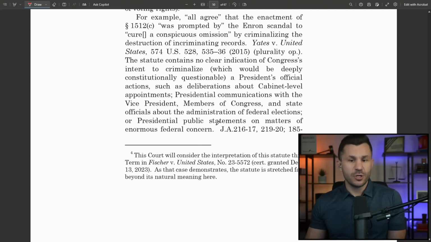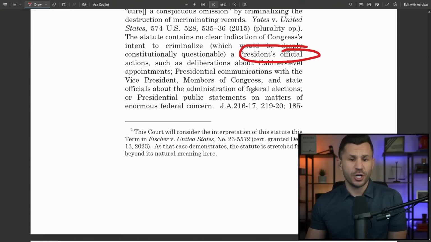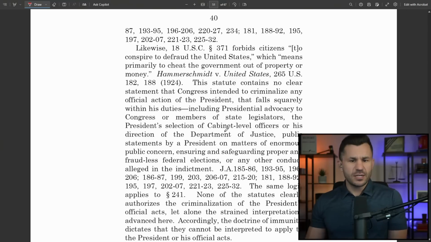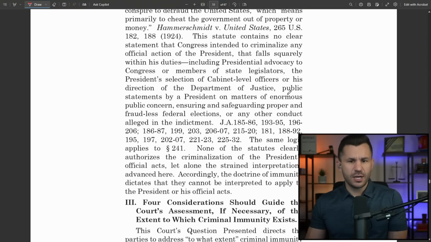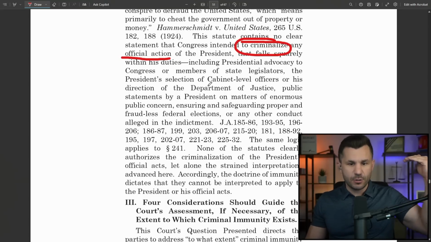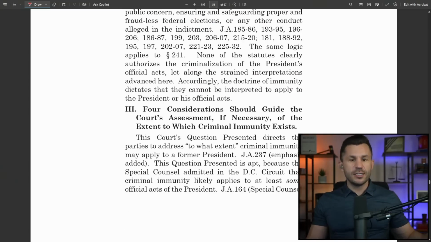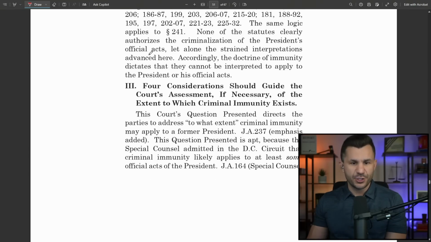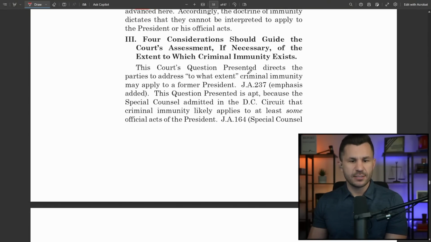The statute contains no clear indication of Congress's intent to criminalize a president for talking to the vice president, talking to members of Congress, talking to state officials. And all these other statutes contain no clear statement that Congress intended to criminalize any official action of the president. These are generally applicable statutes. And he was talking to his DOJ, to his cabinet level officials. None of the statutes in Jack Smith's indictment clearly authorizes the criminalization of the official acts or the strained interpretations that Jack Smith tries to advance here. And so accordingly, this should be dismissed because Trump is not subject to review.